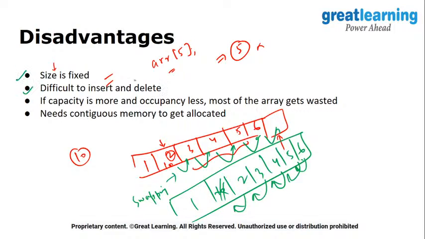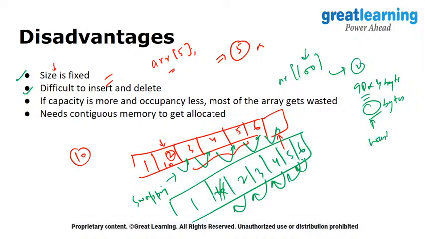Now let's suppose your capacity is 100, the size of the array is 100, and your occupancy is low, you're only storing 2 elements. Then 98 into 4, and whatever is the output of this, that many bytes will be wasted. So most of the array gets wasted.